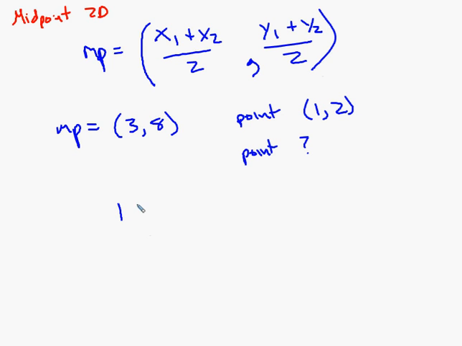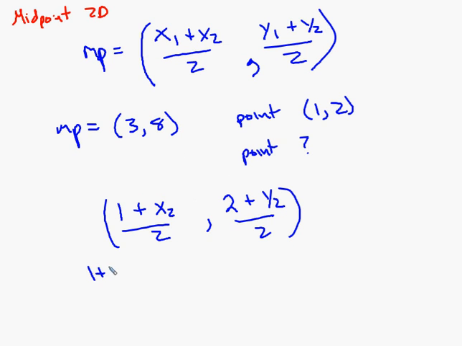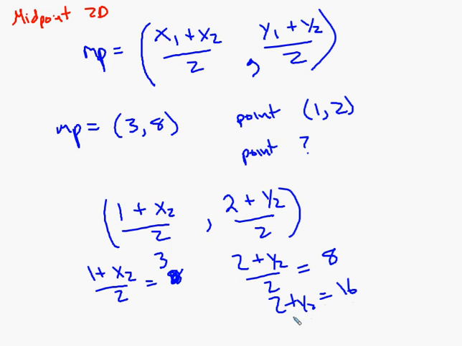So x1 is 1 plus something, x2, divided by 2, and y1 is 2 plus y2, don't know what that is, divided by 2. And I know in the end I should get 3 and 8, so I know that 1 plus x2 divided by 2, I should get 3 for the x's, and for the y's 8. Clear our fraction, and subtract the 2.